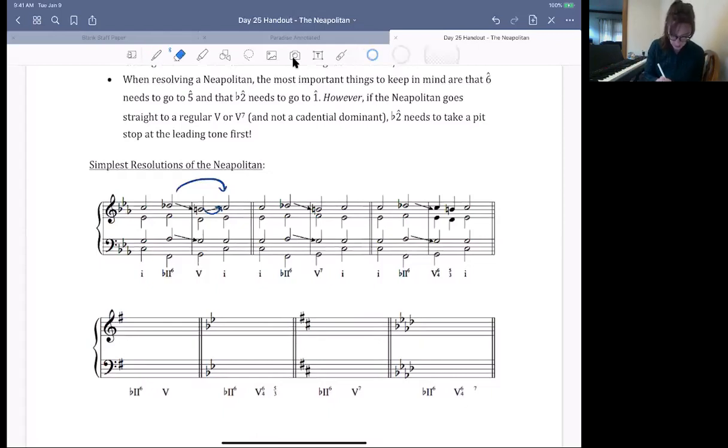Okay, let's take a look at these, which I have labeled as simplest resolutions of the Neapolitan, which means we are going from the Neapolitan to either a 5, a 5-7, or a cadential 6-4. These are the easiest ways to spell and resolve a Neapolitan. So if you look at this first one, we're just going to a 5. I already marked the resolution, so scale degree flat 2 and scale degree 6 both have their strong tendencies.